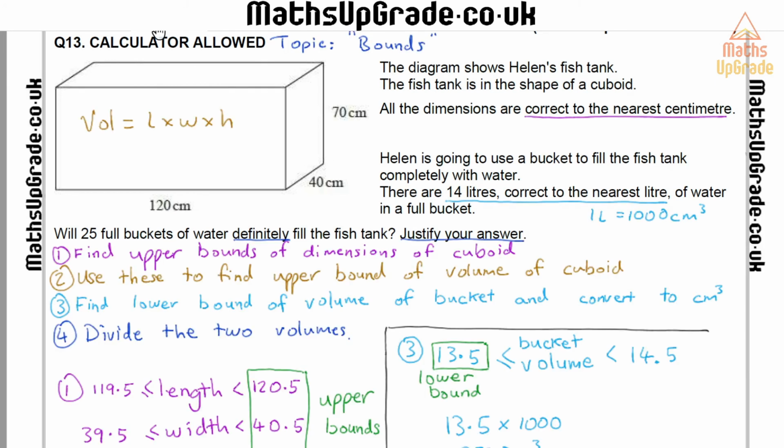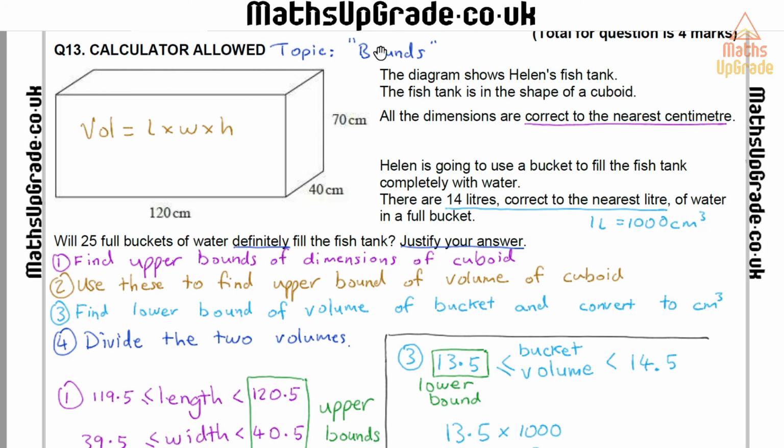Here's the steps I'm going to take. I've noted the topic here at the top for your information as well. I've underlined the fact that this is to the nearest centimetre. I've written the formula for the volume here. And I reminded myself here that 1 litre is 1,000 centimetres cubed. This is important since I'm told the number of litres in the bucket, but the dimensions on this diagram are in centimetres.